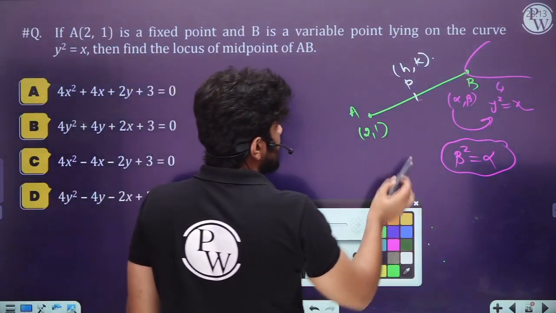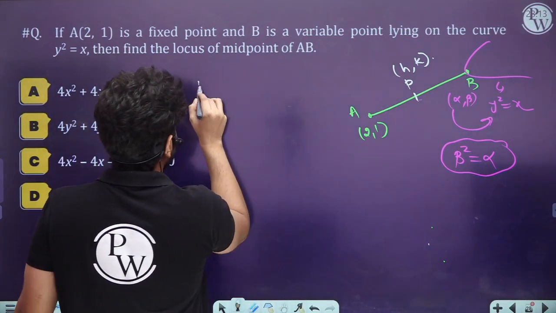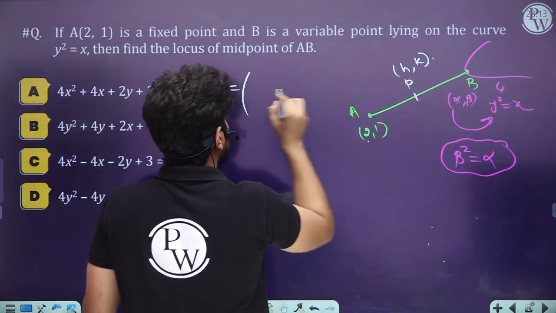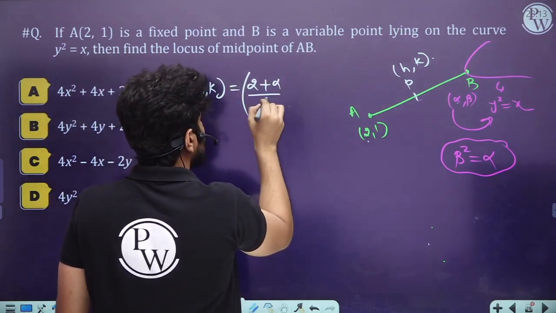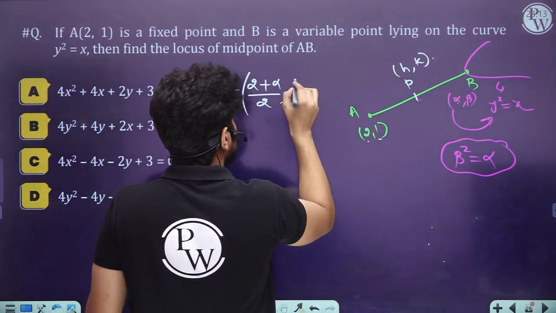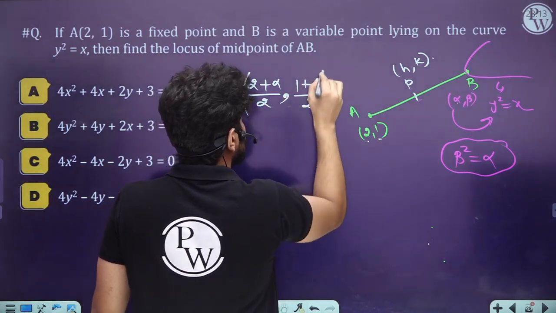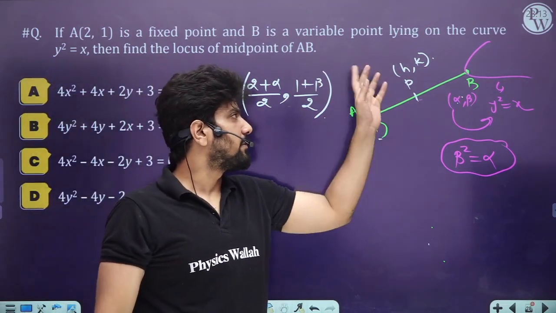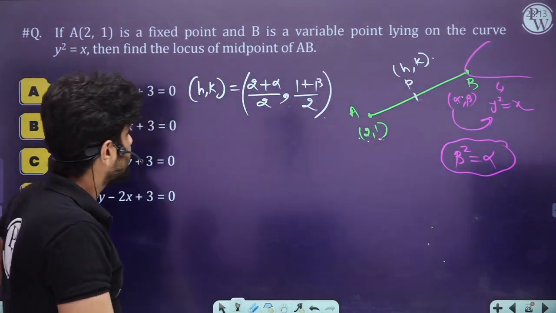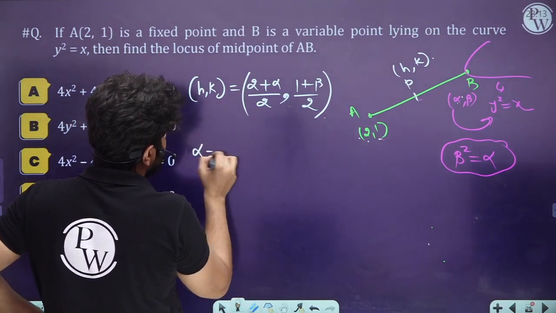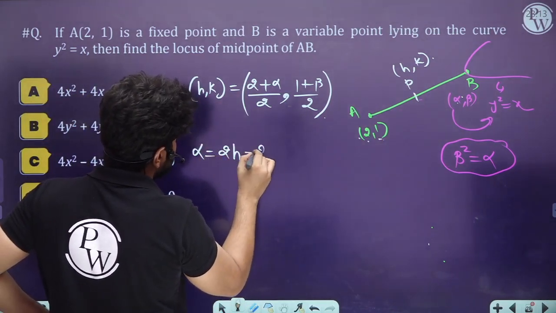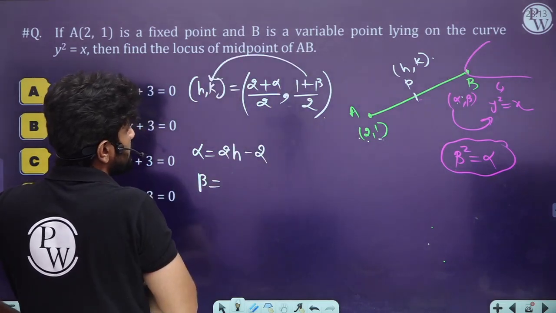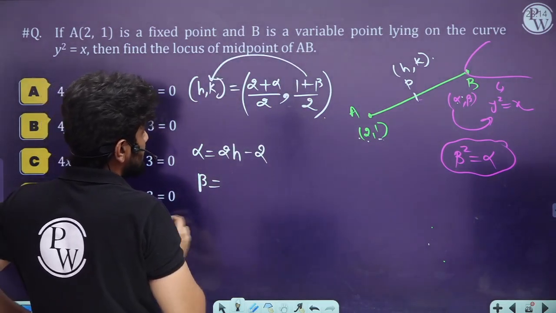And the relation between h, k and these points is that (h, k) is the midpoint, right? So (h, k) is equal to ((2 plus alpha) by 2, (1 plus beta) by 2). Midpoint formula. So the value of alpha from here is 2h minus 2. And the value of beta from here, comparing with k, 1 plus beta by 2 equals k, so beta is equal to 2k minus 1.